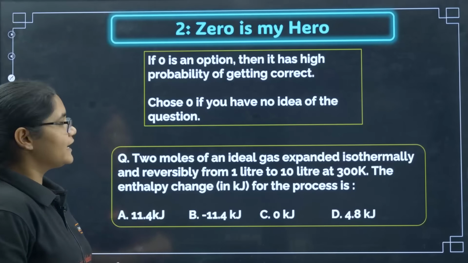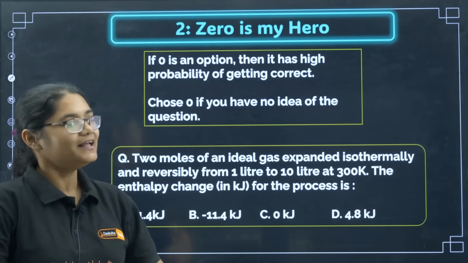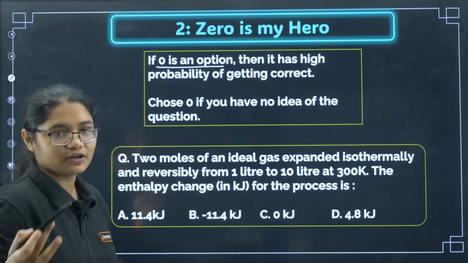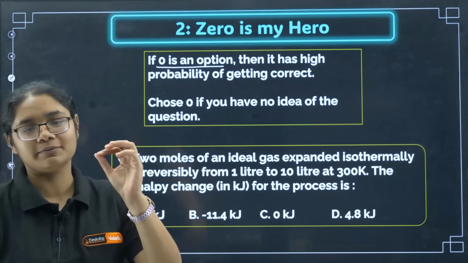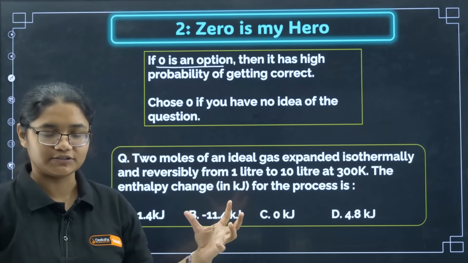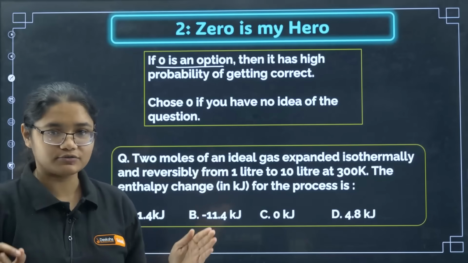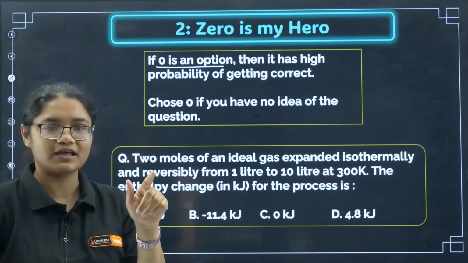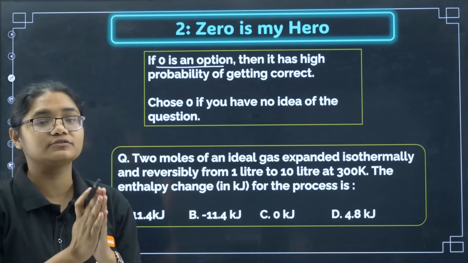Next, coming to the second technique, that is zero is my hero. In this technique, if zero is an option in any question, there is a high probability that the answer will be 0 for that question. This is an observation that we have seen in many questions. Now suppose you are stuck in a question where you don't know how to solve it. If you know how to solve it, please solve it, okay? If you know the answer, then please try to solve the question.